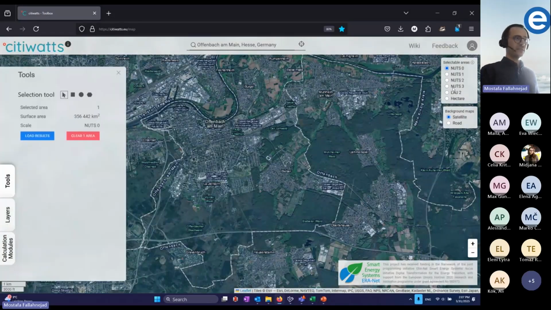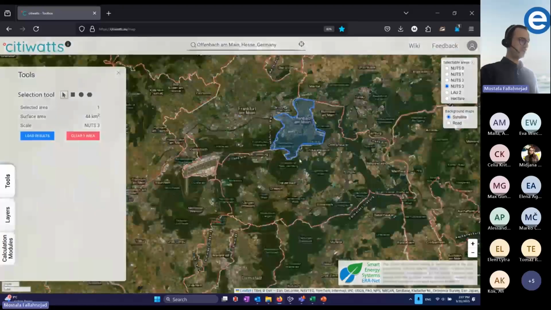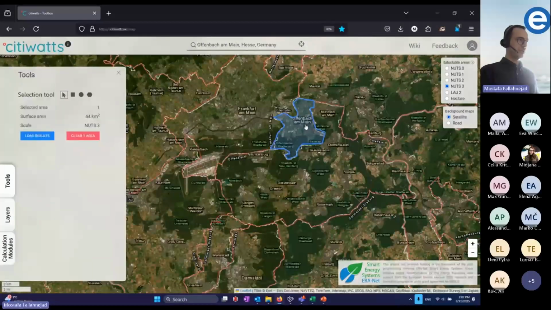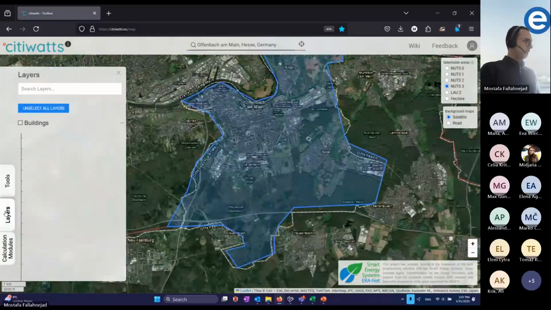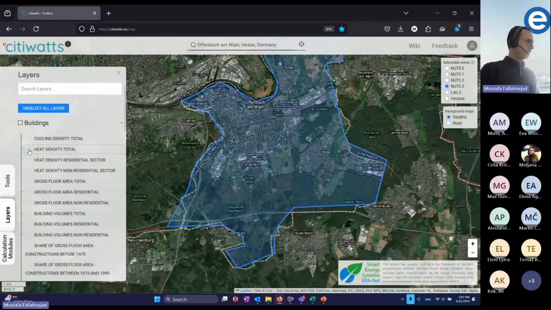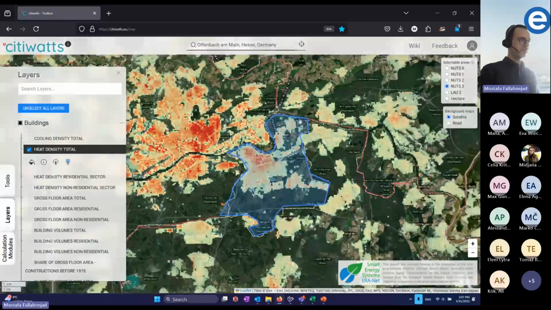Offenbach is a city just very close to Frankfurt, so that you know where it is. Here is Frankfurt and here is Offenbach. I activate the heat density layers to see roughly where the potential areas are. As you can see in the map here, you see the hottest spots, but we will see if all these areas are relevant for our analysis or not.